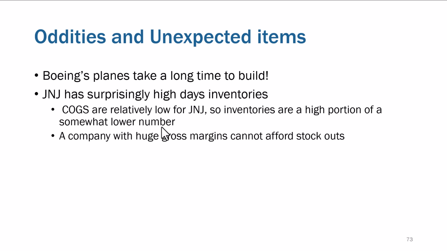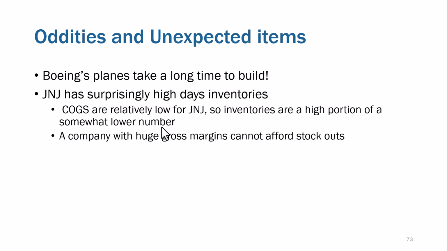J&J, I don't know why that is so high. J&J's days inventories, again, was 147. So about the only thing is that they have a fairly low cost of goods sold. So inventories are a high portion of kind of a low number. But also, if you remember J&J, its gross margins were close to 70%. I think it was 68.8%.